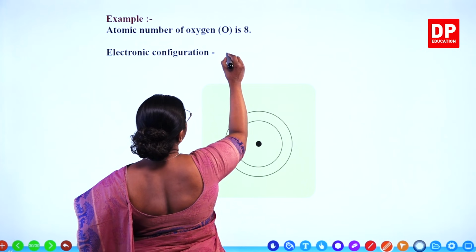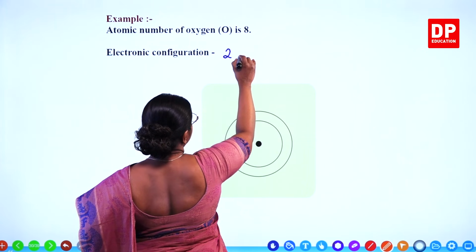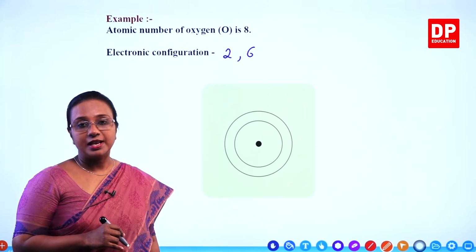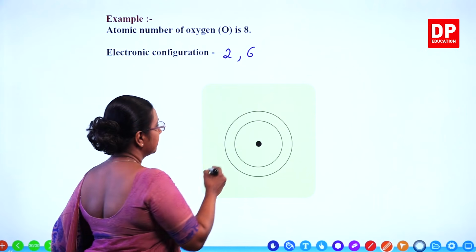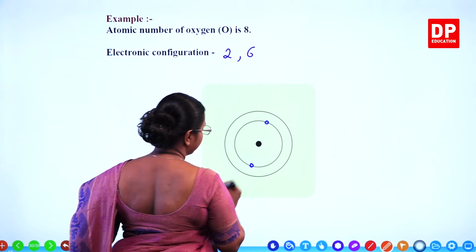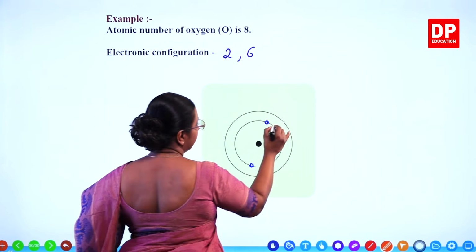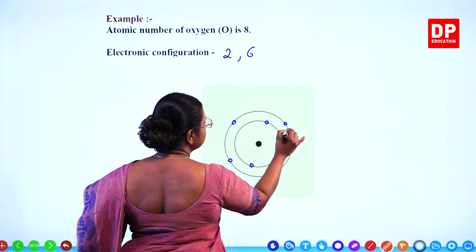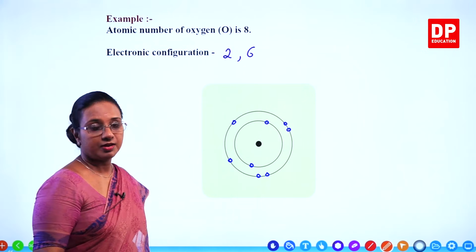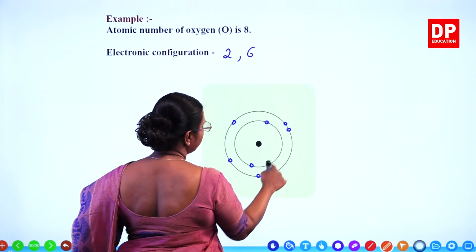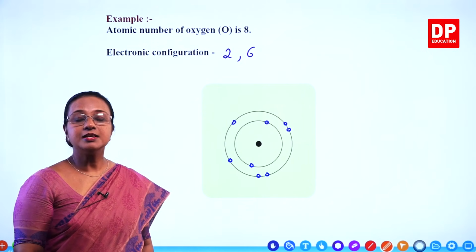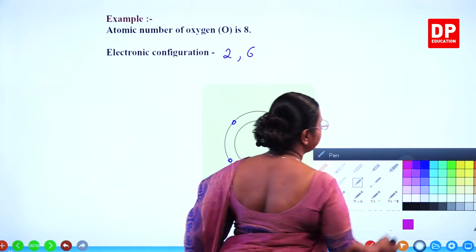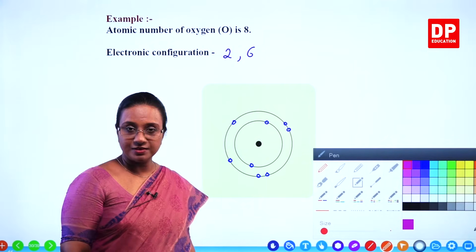So when there are 8 electrons, electronic configuration will be 2 and 6. 2, 6 is the electronic configuration. That means there are 2 electrons in the first energy level and there are only 6 electrons in the second energy level. If you count 1, 2, 3, 4, 5, 6 electrons in the second energy level. So only the K and L shells are filled up here.